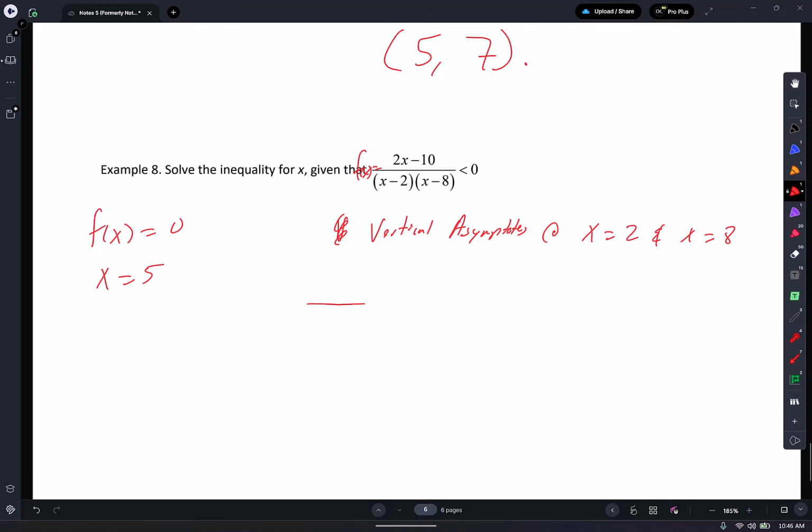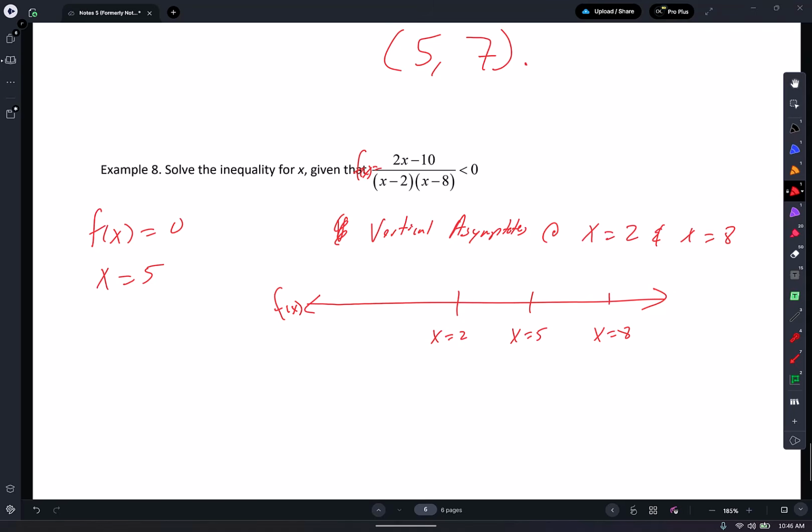I'm going to do a railroad tracks or a sign chart. And I'm going to plug in, let's see, which one's first? 2. So I'm going to write x equals 2. And I'm going to write x equals 5. And then I'm going to write x equals 8. I'm going to call this f of x. So all I'm doing, I'm just like before, guys. You don't care about anything other than positive or negative, just the sign of the output. You guys ready? So give me a number to the left of 2, any number.